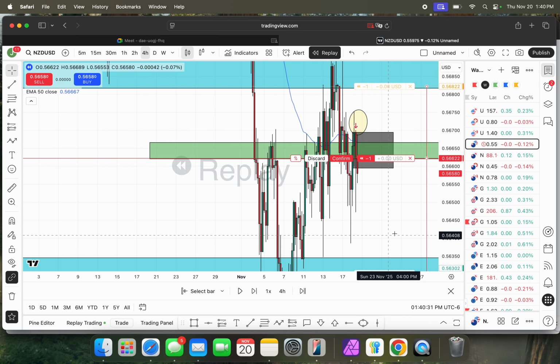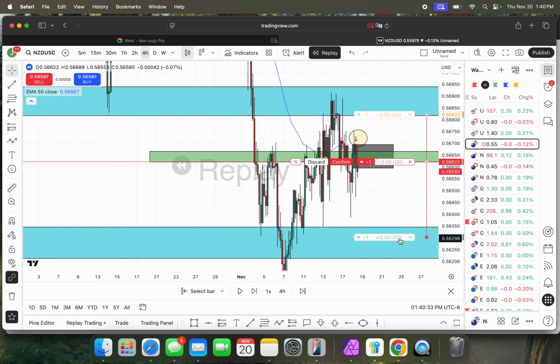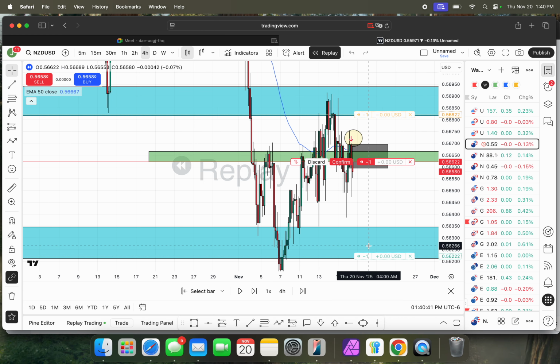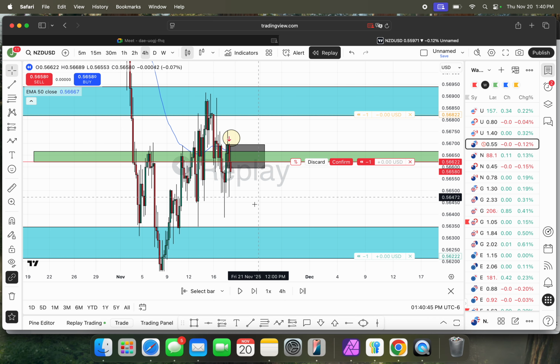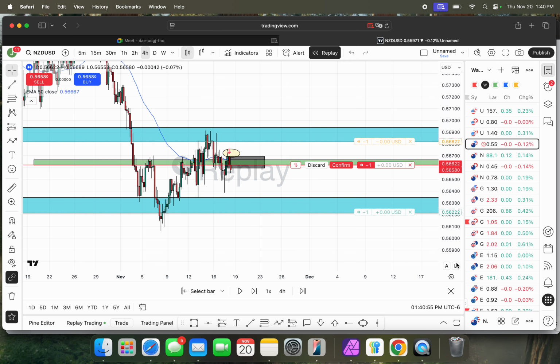Let me zoom out. So this trade makes sense also because we got a 2-to-1, we got our stop loss, and price is more than likely going to reject this or it's going to fall through it. So it makes sense. Some people get greedy and they're going to put their stop loss way down here.